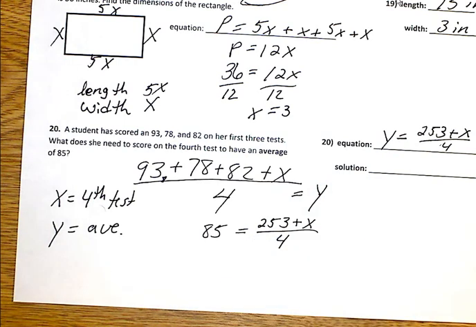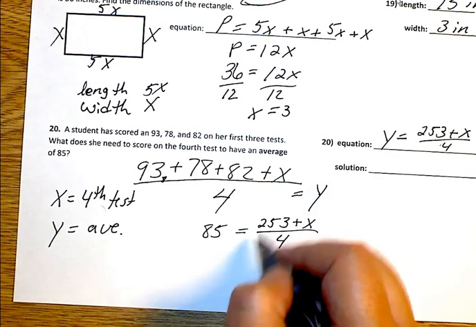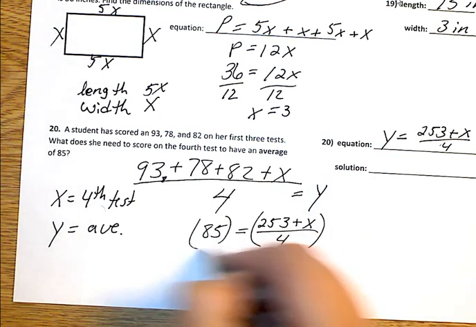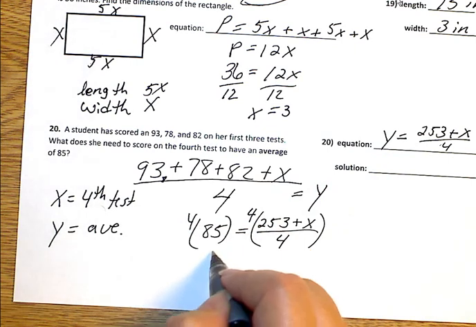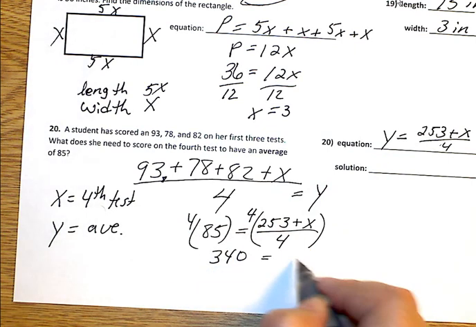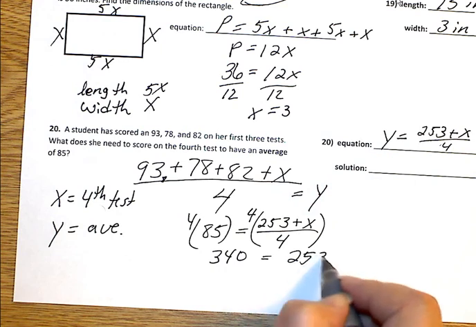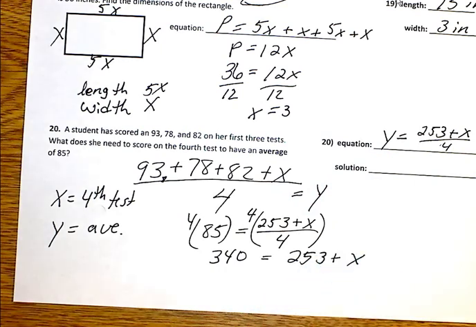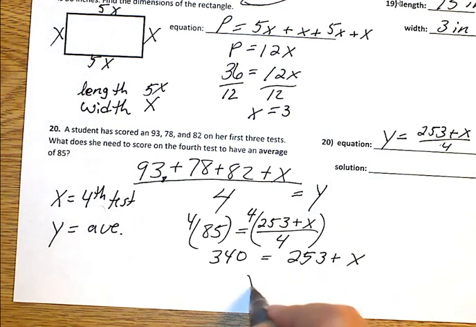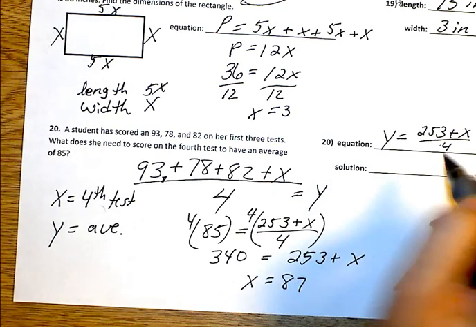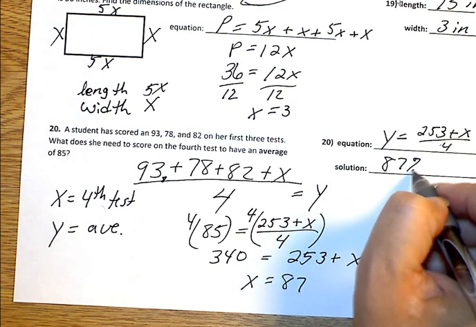How do I get rid of that 4? Multiply both sides by 4. I have 340 is equal to 253 plus x. Subtract the 253, x is 87. So they have to get an 87% on test 4.